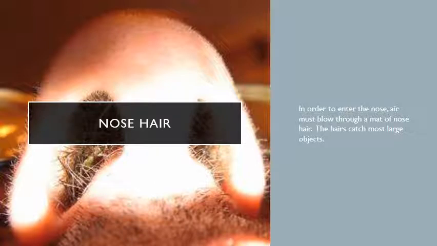You get stuff, this was actually a former student of mine. I was like, I have to take a picture of what's up your nose right now. And he didn't blow his nose or anything. I was like, wow, that's great. Anyways, these hairs catch most large objects.